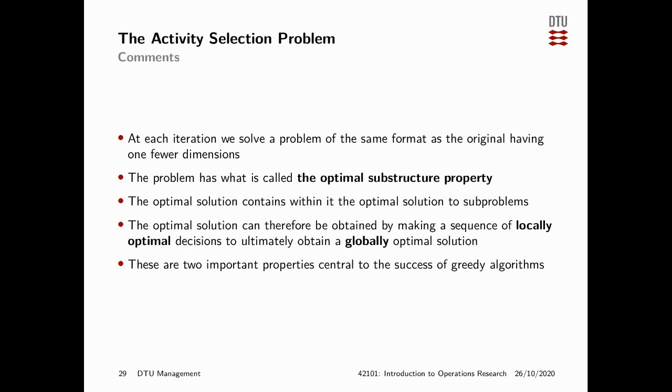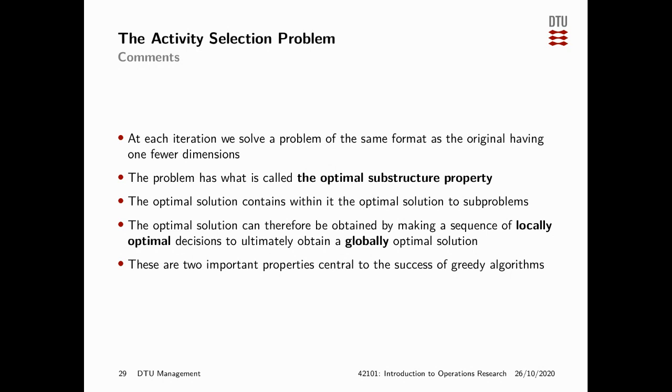The problem itself has what's called the optimal substructure property. What is that? Well, this says that I can obtain the optimal solution by collecting the optimal solutions to the individual subproblems that I consider. And in this case, our subproblems are which activity to next put in the solution set, right? So the next compatible activity with the last added activity. So the optimal solution can therefore be obtained by making a sequence of locally optimal decisions to ultimately obtain a globally optimal solution.